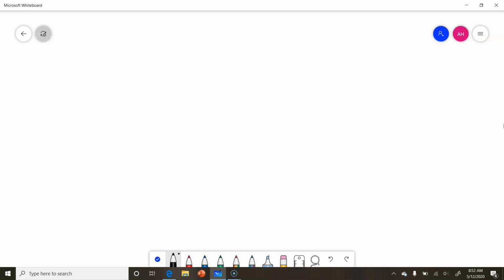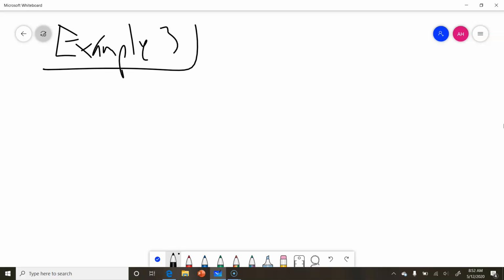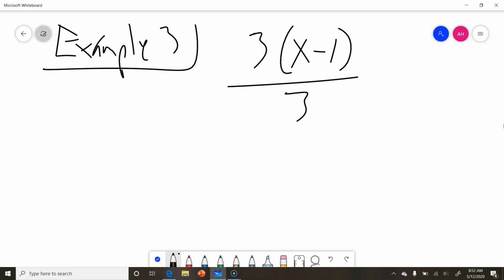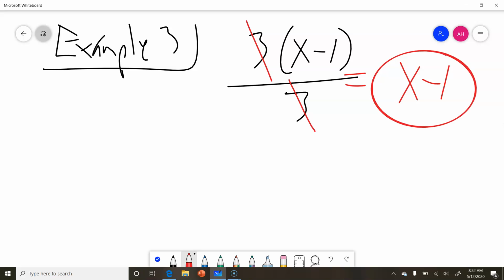So now, let's look at example 3. And this is really where we're combining all of the things that we've learned. So example 3, look at part A. We have 3 times x minus 1 divided by 3. Now this is where we're saying, what do they have? Look, that has a 3, that has a 3. So our final answer is just x minus 1.